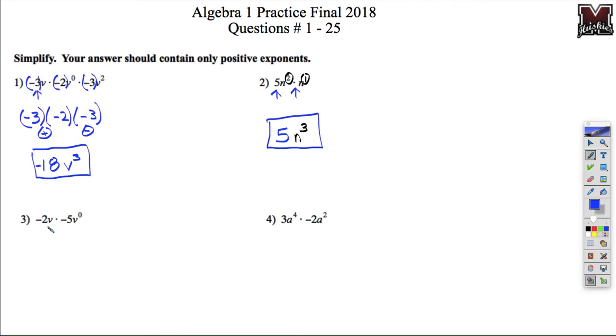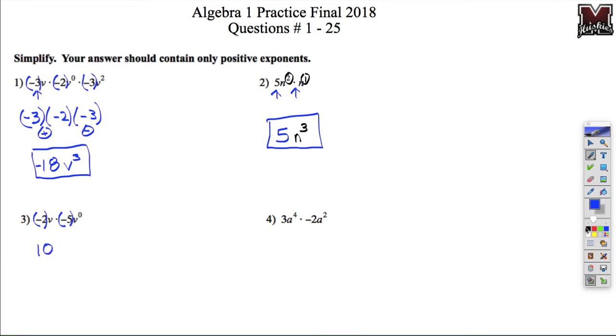Moving down here to number 3. Again, deal with the numbers first, then the letters, then the variables. The technical term is constant instead of number. So the constant is -2 here. The constant is -5. So I'm going to have a -2 times a -5. -2 times -5 is a positive 10. A negative times a negative is a positive. 2 times 5 is a 10.